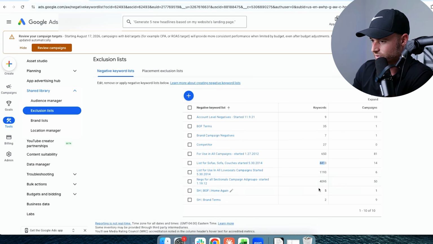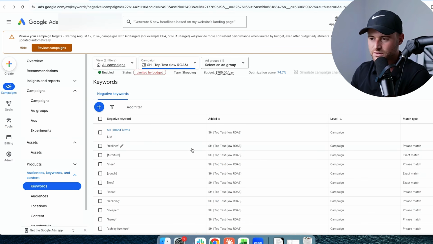And if we go into our negative keyword list, we used to have thousands. So this one has 4,000, this one has 4,000. We were running at one point just thousands and thousands of negative keywords. And what we simply did is, once this shopping campaign was super dialed in, we just removed them to test and see what happened. Now, I want to show you an example of what I mean by this.